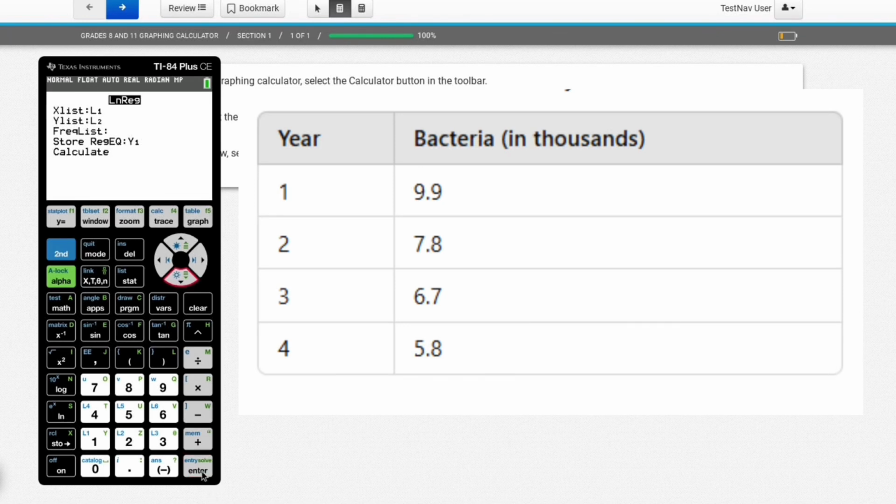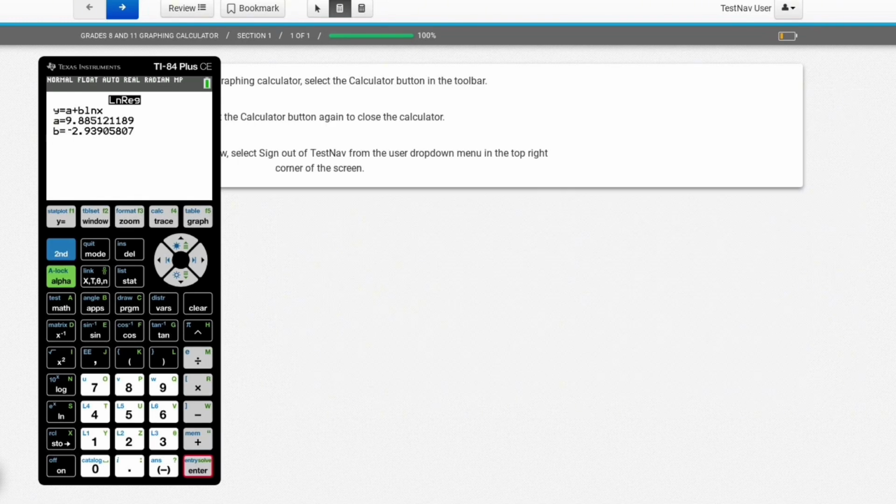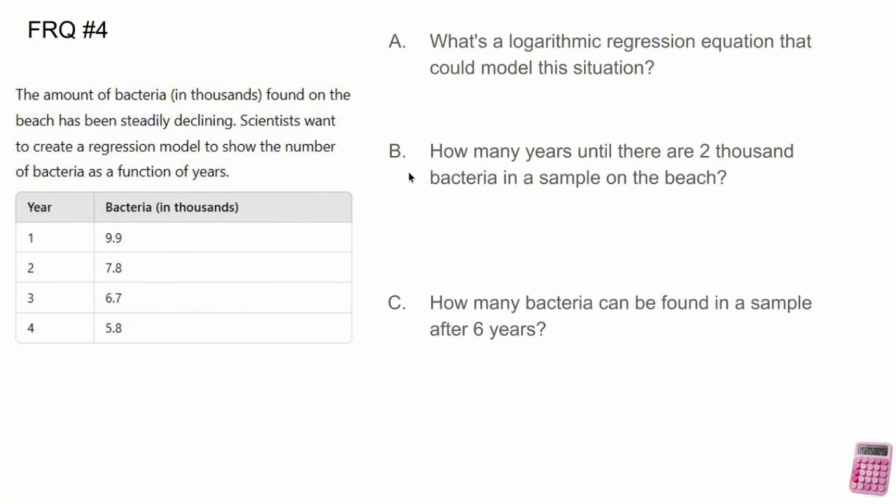And I need to hit calculate so I can answer A, and A is going to be gross. 9.885 plus, well, minus 2.939 ln of x. So let's go off there and write that out. So for part A, I ended up with y equals 9.885 minus 2.939 ln of x. Gorgeous.